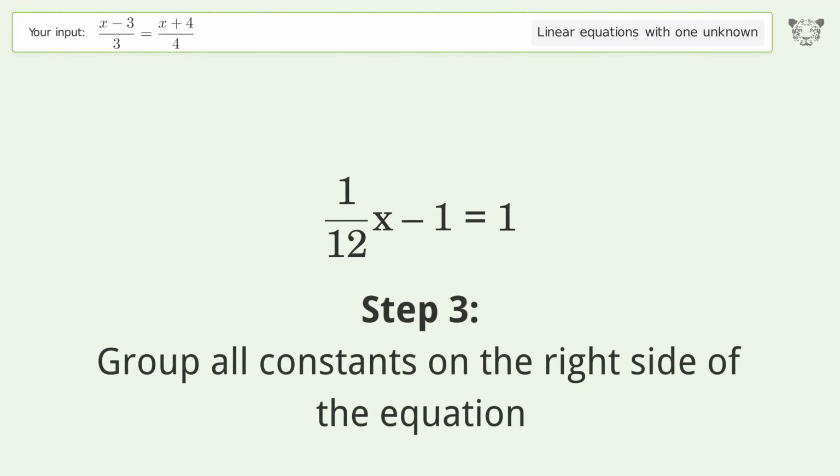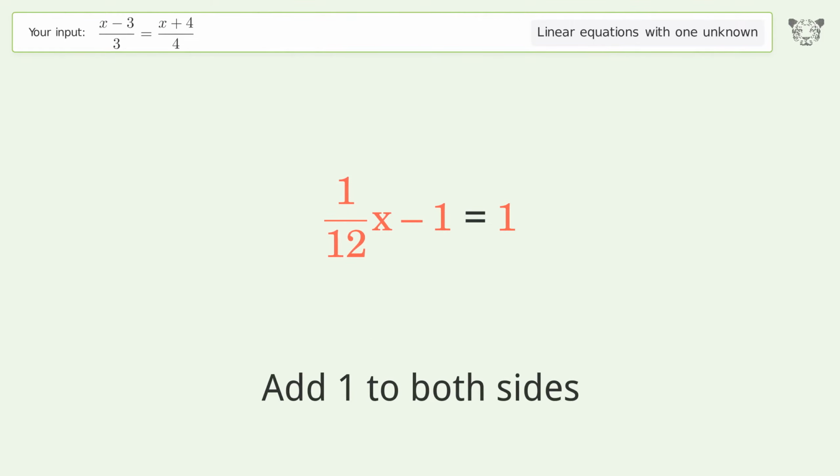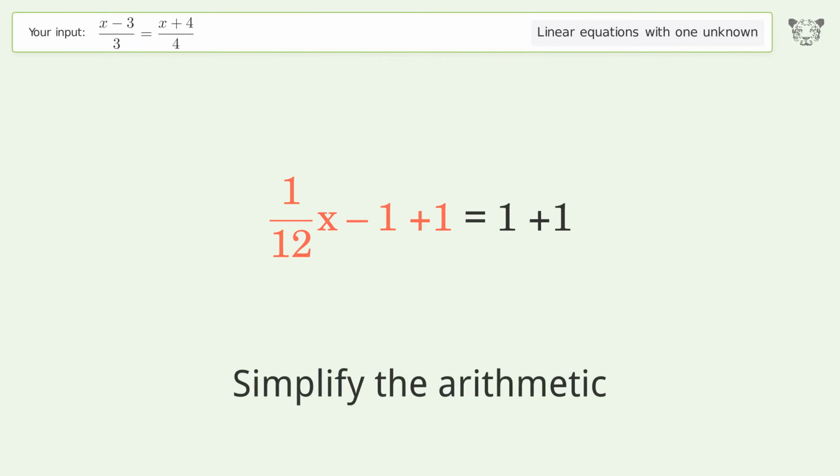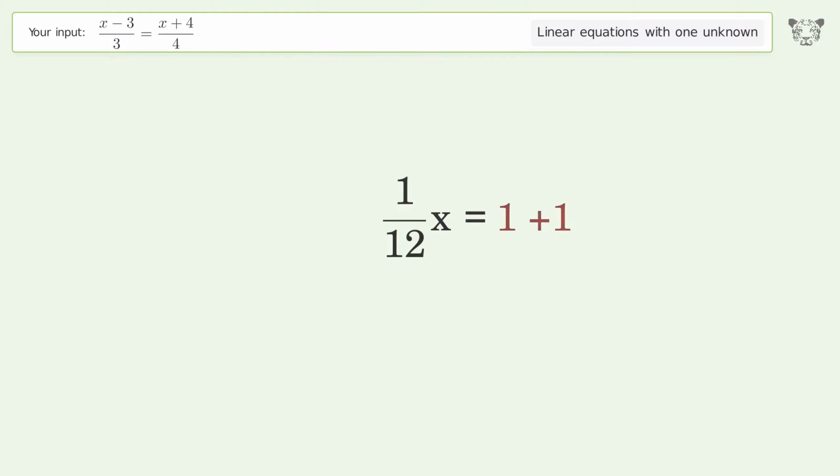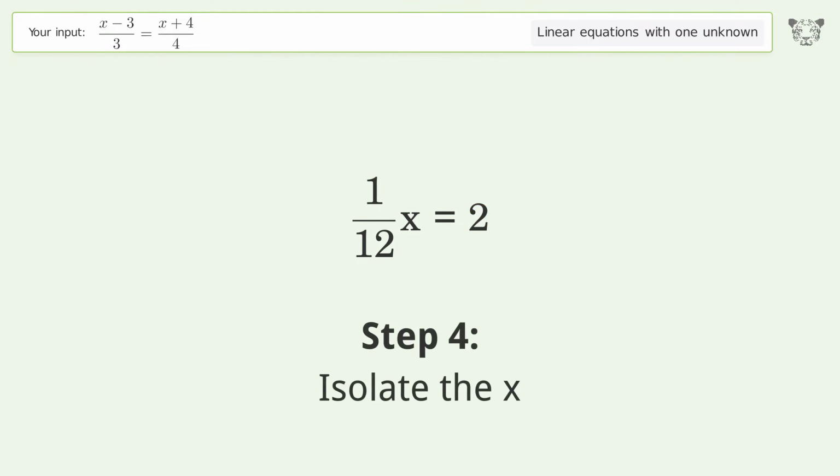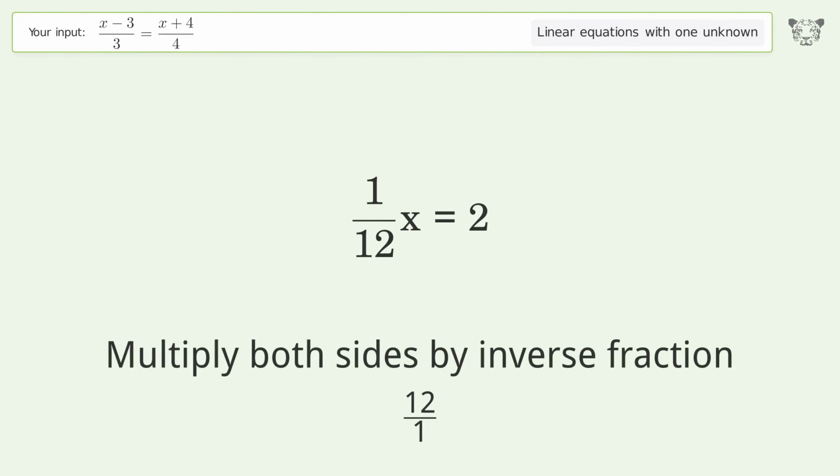Group all constants on the right side of the equation. Add 1 to both sides. Simplify the arithmetic. Isolate the x. Multiply both sides by inverse fraction 12/1.